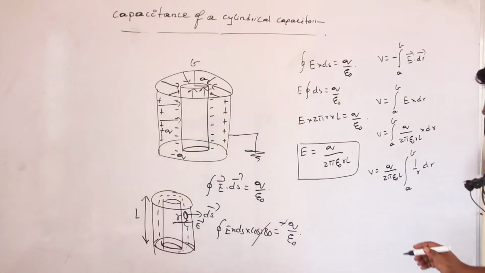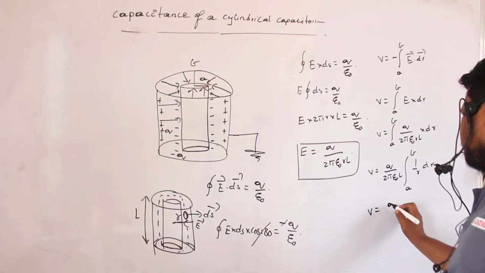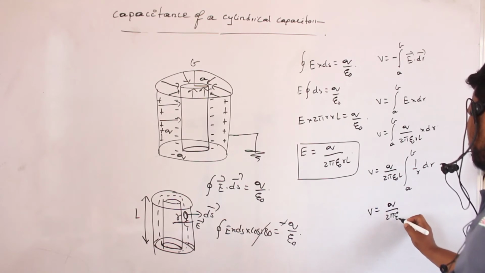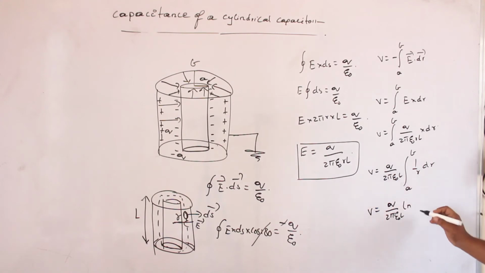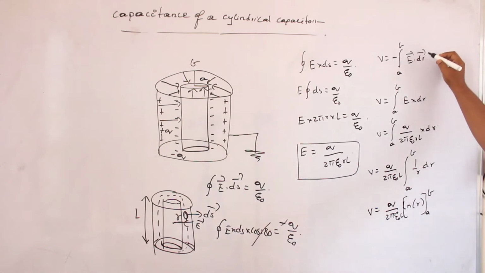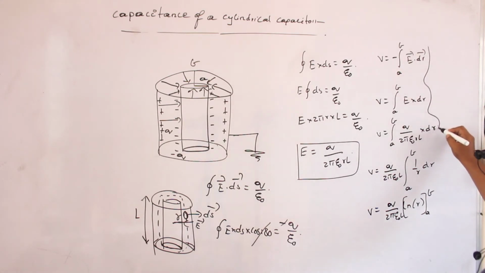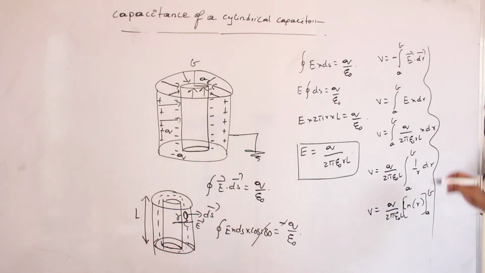So what can I write? V is equal to q divided by 2 pi epsilon naught L times ln r, with limits applied from a to b. So this is the value up to which I have calculated. Let us see next what we can do.